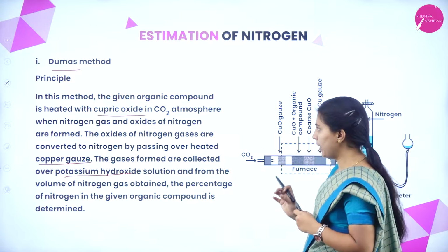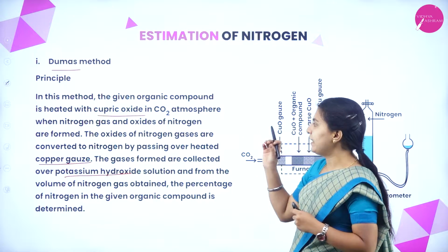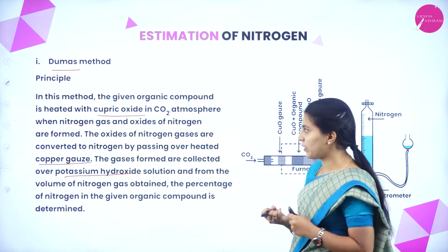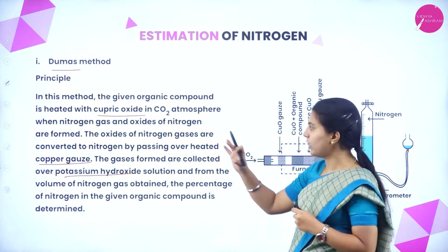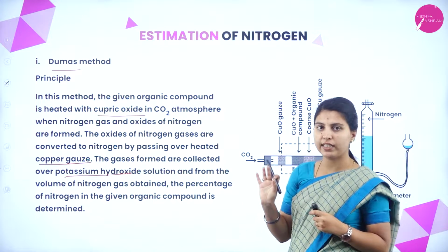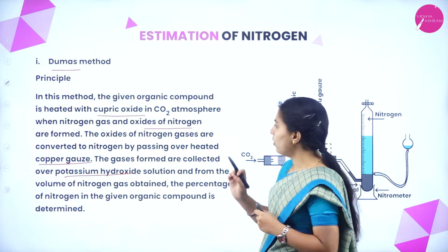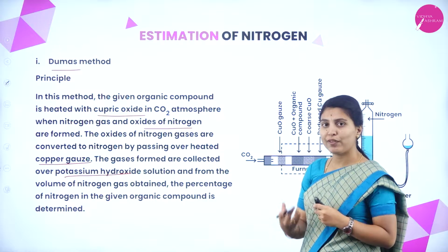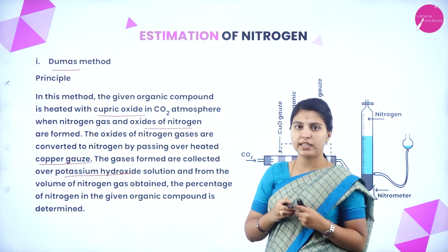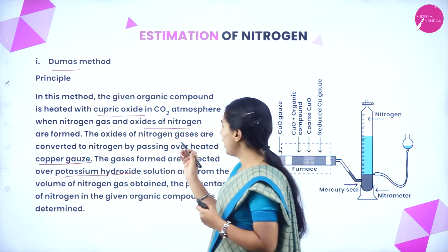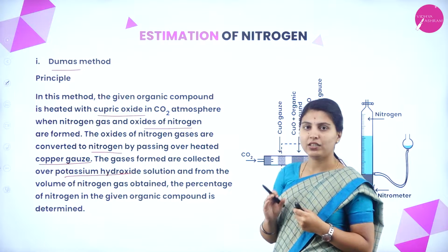This is the overall principle, where the organic compound is heated with cupric oxide, that is CuO, in the presence of carbon dioxide, and nitrogen gas and oxides of nitrogen are formed. The oxides of nitrogen formed by the cupric oxide treating the organic compound will be converted into nitrogen by passing over heated copper gauze.